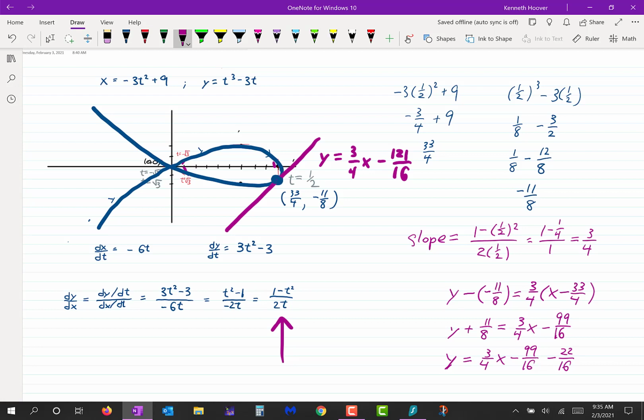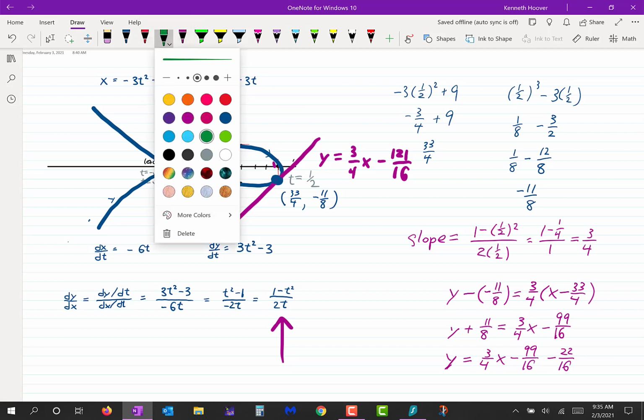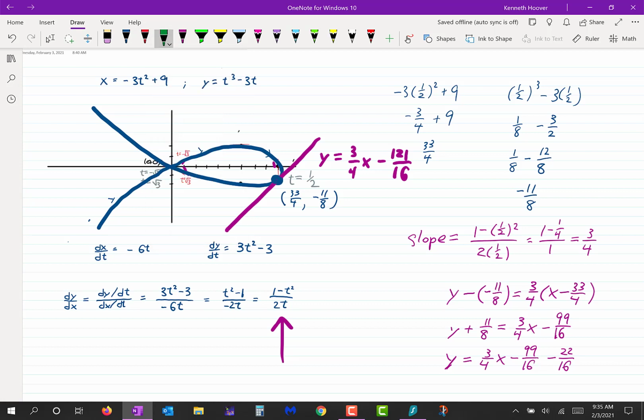Okay, now there's something else that's mentioned in the book you might not have seen before, but let's talk about that real quick. That's called the normal line, which is the line that goes through that same point perpendicular to the graph. Well, that's really easy to find. We don't have to do much more work.